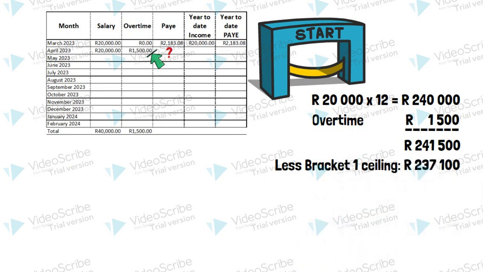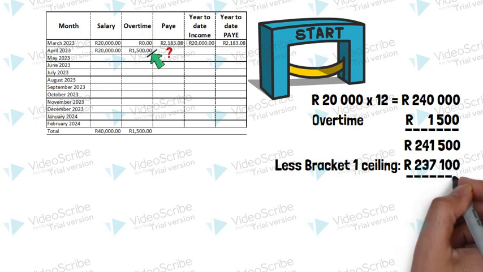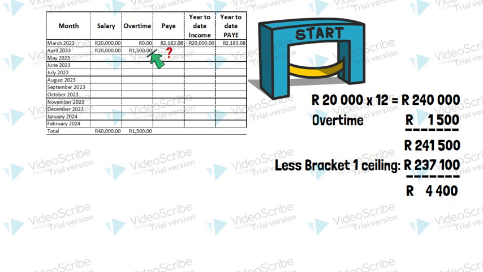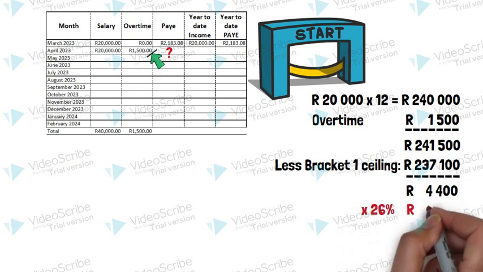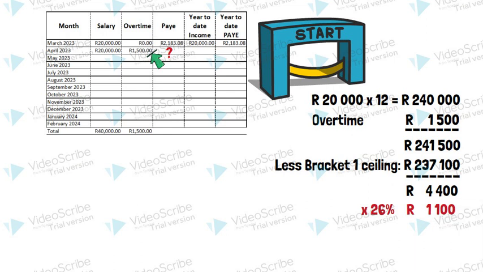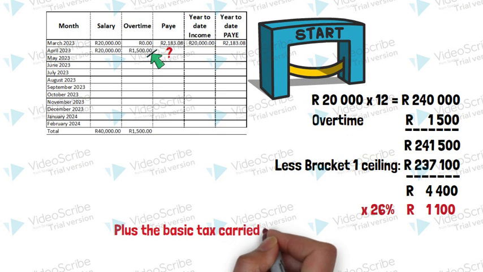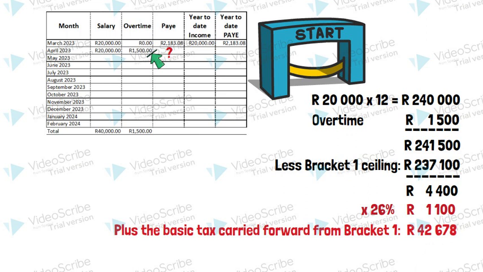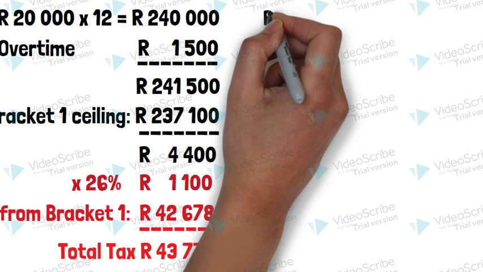Now we deduct the income ceiling for bracket 1, that's 237,100. And we see that Bacon earned 4,400 Rand more than where the first bracket ends. We tax that at 26%, and it gives us 1,100 Rand. And then we add the 42,678 Rand that all people in bracket 2 pay, and that gives us his tax per year, 43,778 Rand.